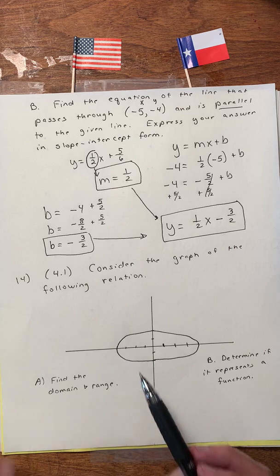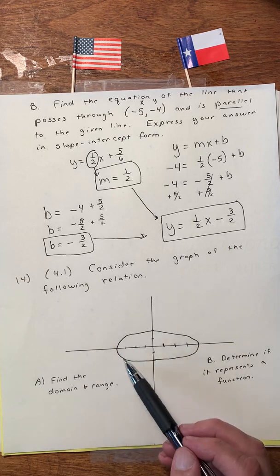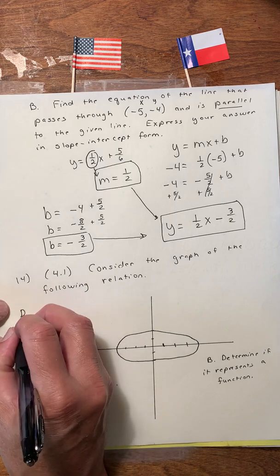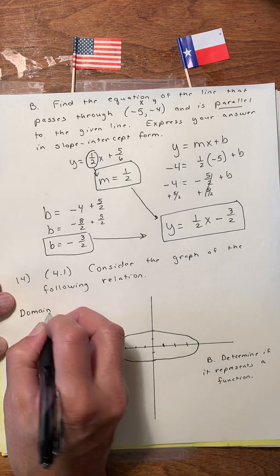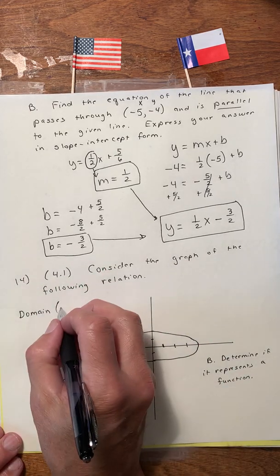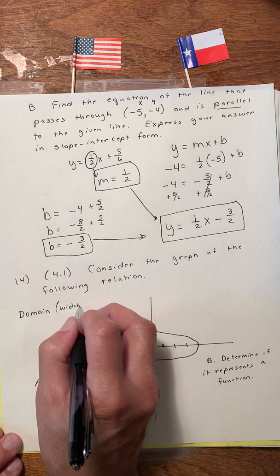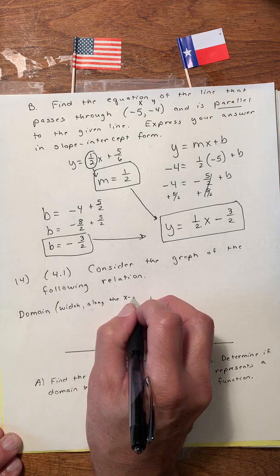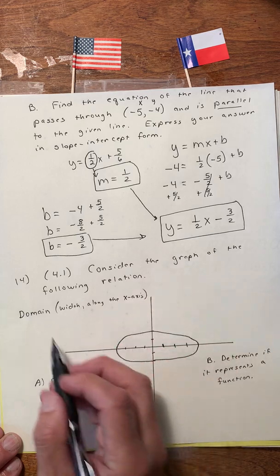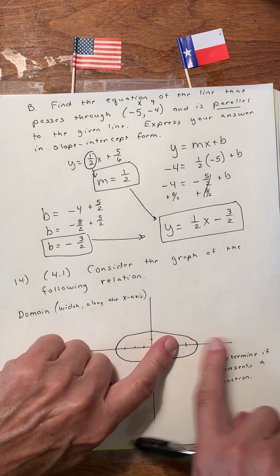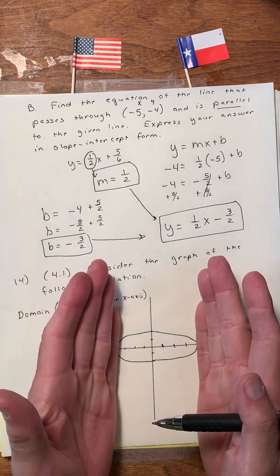All right, consider the graph of the following relation. Just a bunch of points, a whole bunch of points. First of all, it says find the domain and range. Now, when I'm looking for the domain of a graph, the domain of a graph is the width of the graph along the x-axis. So I use the x-axis to determine the domain of this particular relation. Hey, how wide are the points? Hey, there's no points over here, so don't worry about it. No points over there, so don't worry about it.